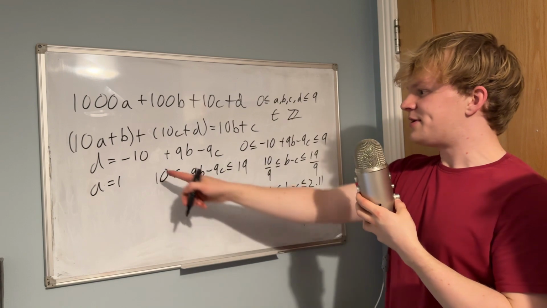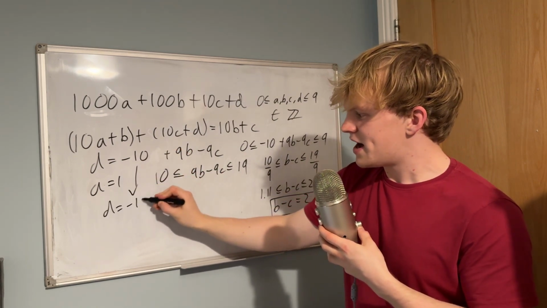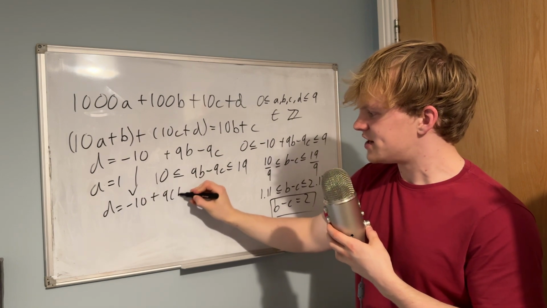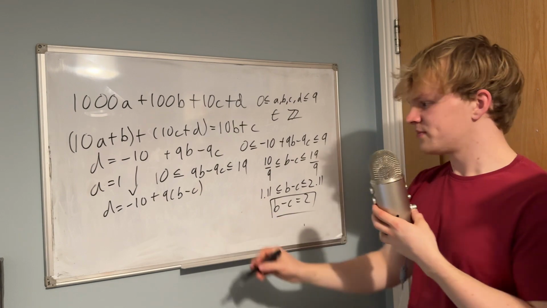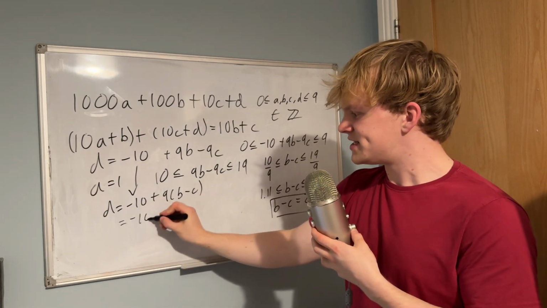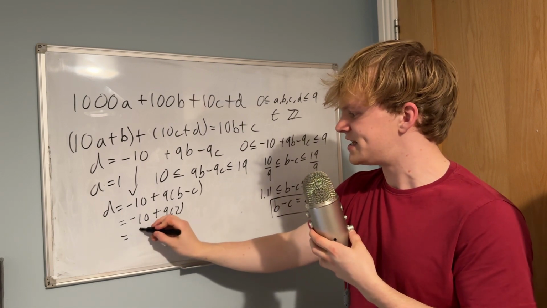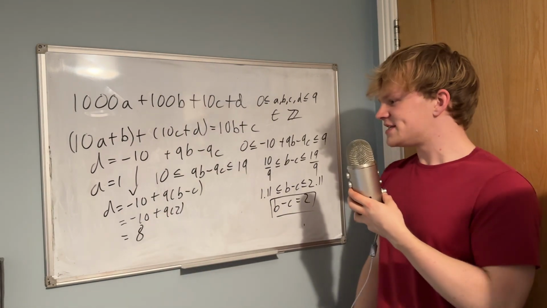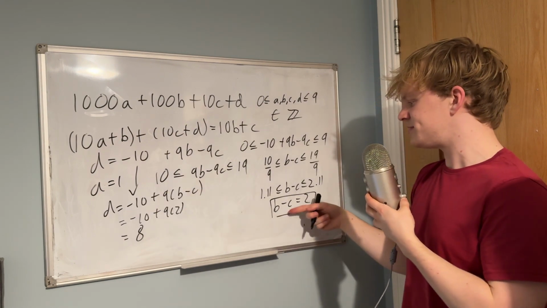And that's pretty handy because if we take our equation for D here, D is just equal to minus 10 plus 9 times B minus C if you factor out the 9. And this here is equal to 2. So D is actually equal to minus 10 plus 9 times 2, which is 18. Minus 10 plus 18 is 8. So it turns out that if A is equal to 1, D has to be equal to 8, and the difference between the middle two digits is 2.